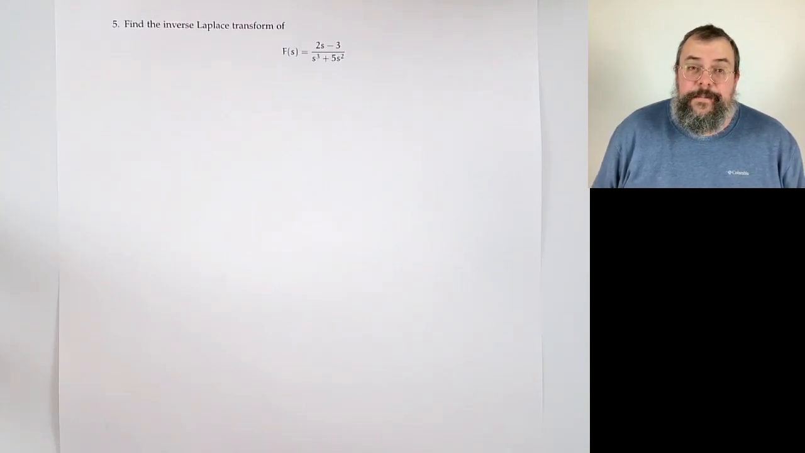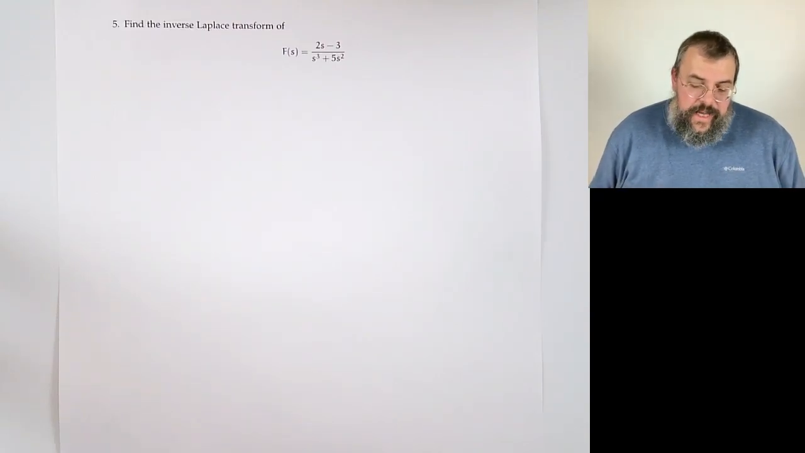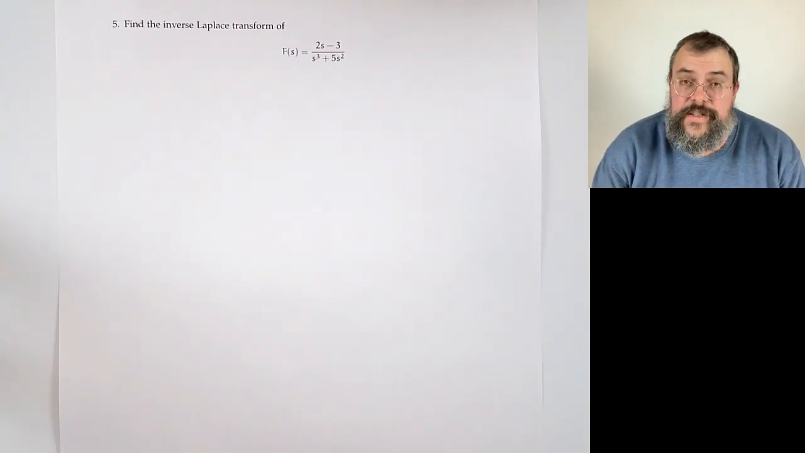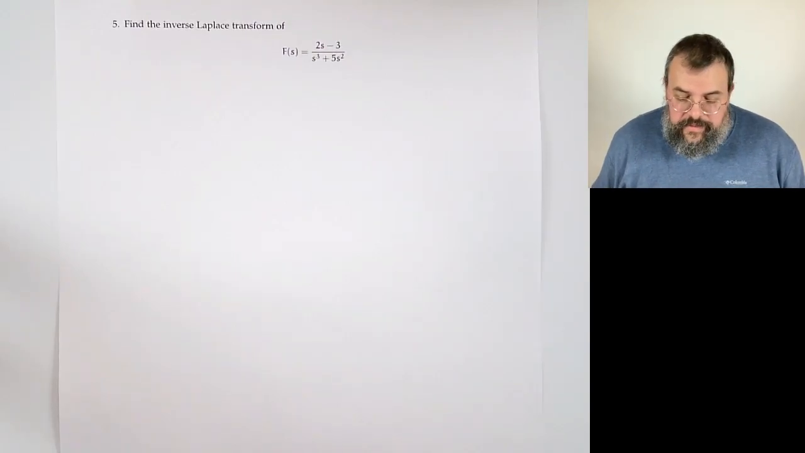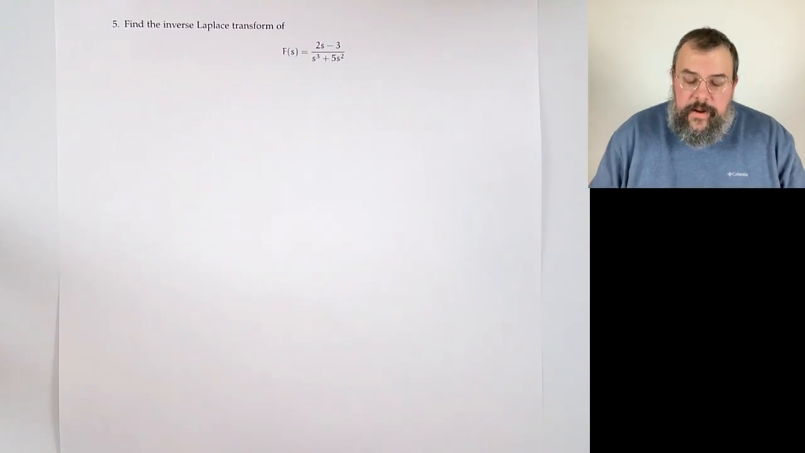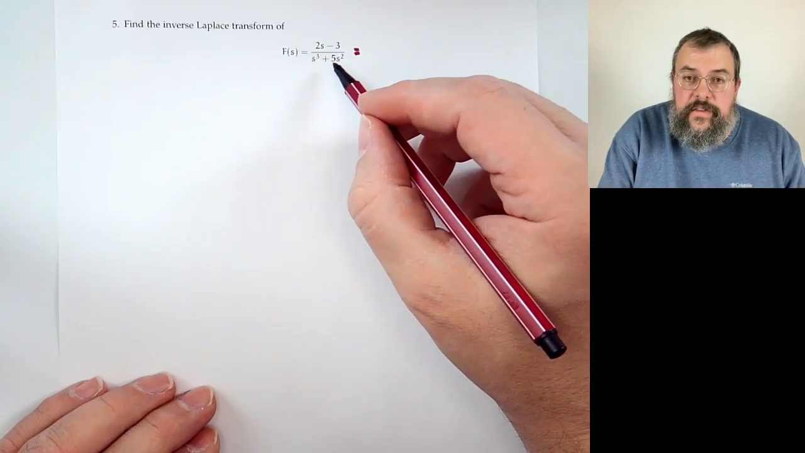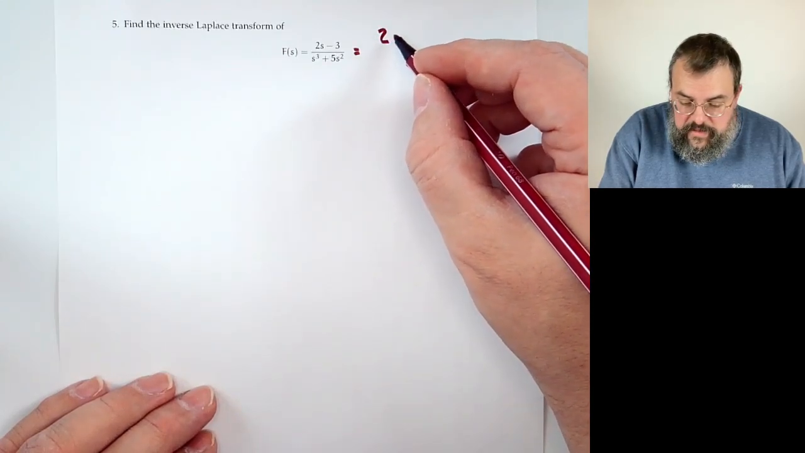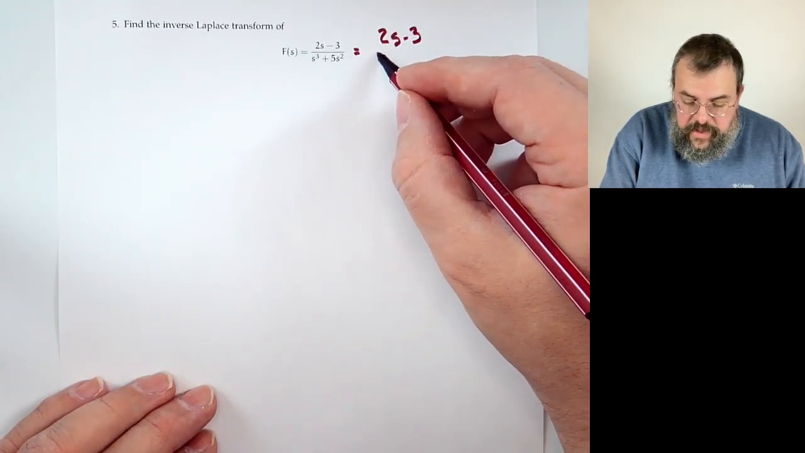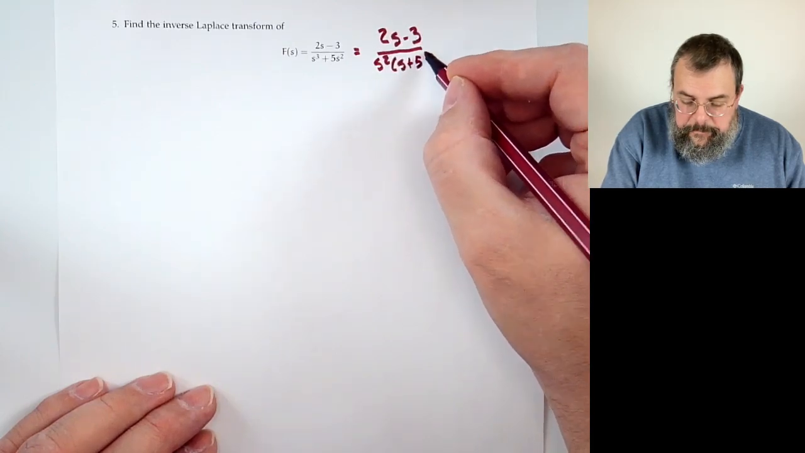Okay, number 5. Find the inverse Laplace transform of F of s equals 2s minus 3 over s cubed plus 5s squared. Now, if you look at the denominator, you see there's a common factor of s squared. So you could say this is 2s minus 3 over s squared times s plus 5.